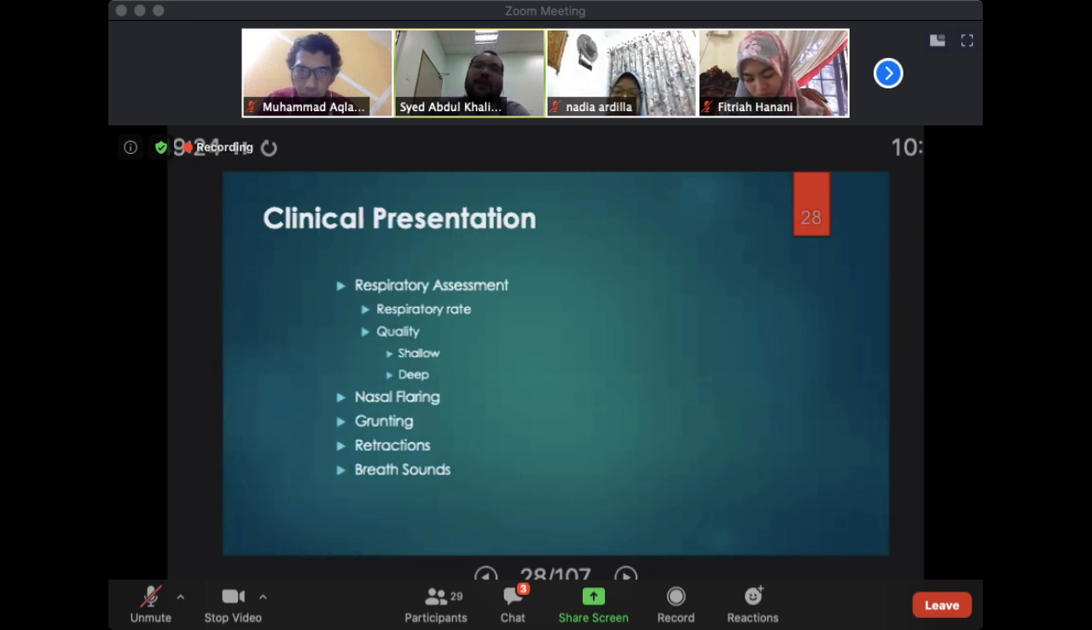And then the quality of the breathing as well. Is it shallow breathing? Is it deep breathing with deep recessions? Shallow breathing means there is some respiratory depression, for example. The baby may be premature, so sometimes they may have shallow breathing. So these are all signs of respiratory distress. Nasal flaring is also a good sign of respiratory distress.